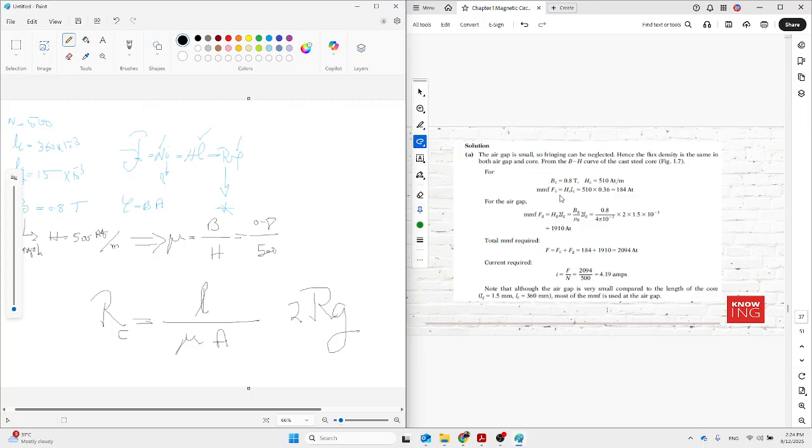Here it says the MMF in the core is H core times Lc. So H core, you calculated here, 500. Okay, then using this formula, it means that this guy is going to use KVL on behalf of KCL to calculate that one. The length is also given. The length is here.